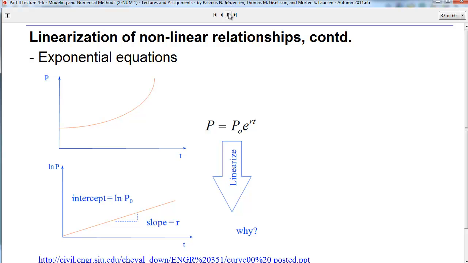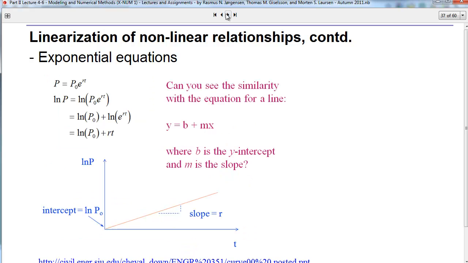And here's an example of an exponential equation, and you can see that is not really linear. But a way to do it, if we take the natural logarithm, you can see suddenly the line is straight. And why is that the case? Here you can see what you do. You have a relationship here, and when you take the logarithm, you can kind of split it out, so you get a relationship.